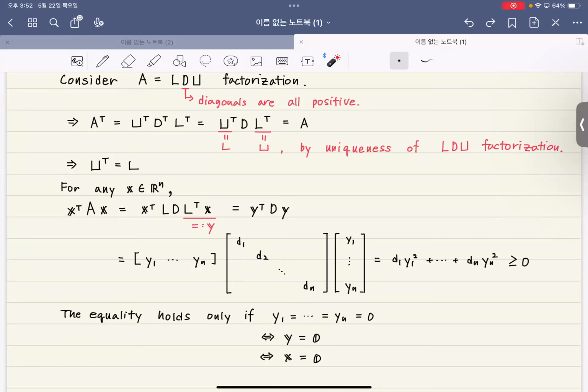So L is a non-singular matrix, therefore L transpose must also be a non-singular matrix. And being non-singular holds if and only if its null space is the trivial space. Therefore, y equals 0 forces x to be 0 too, right? So x equals 0. So in conclusion, the equality is true only if x is the 0 vector. So that means the matrix A is positive definite.